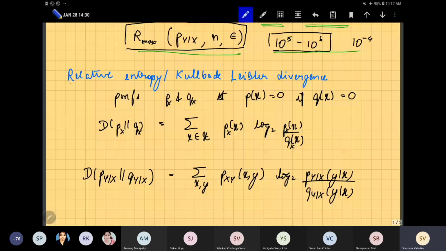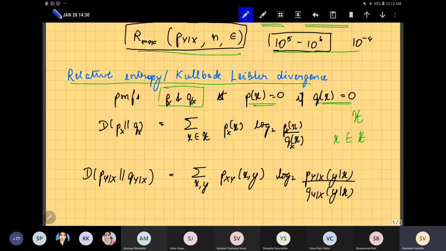So suppose that we have two PMFs, P_X and Q_X, which could be arbitrarily chosen. Both of them are defined over a given alphabet script X, and they can be arbitrary, but the only property that they need to satisfy is that P of x should be equal to 0 if Q of x is equal to 0. So if for some symbol x, Q of x is equal to 0, then P of x should also be equal to 0. It's only for distributions of this form that we define the Kullback-Leibler divergence, or at least we define it in this particular form.